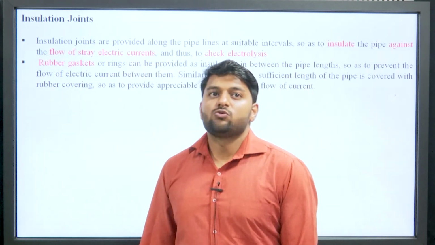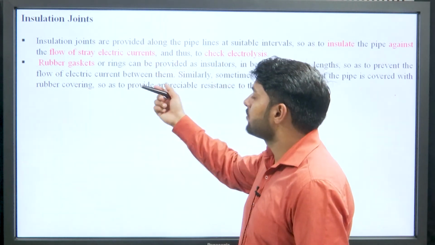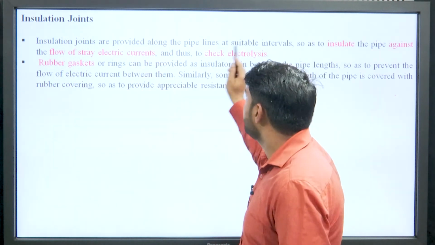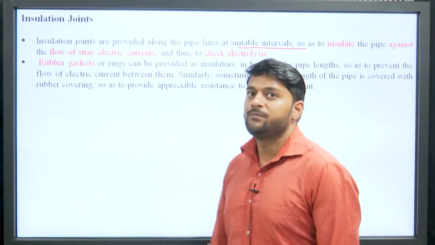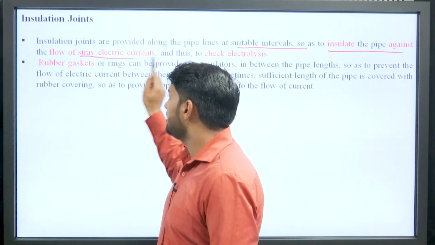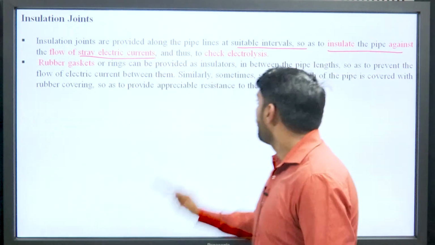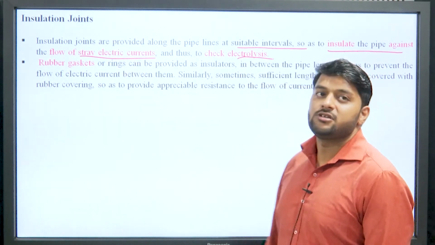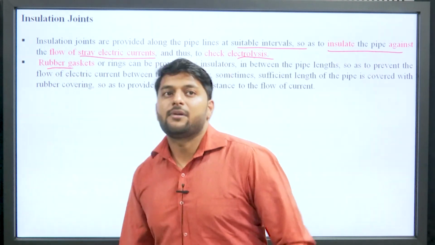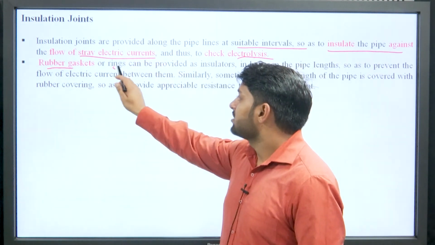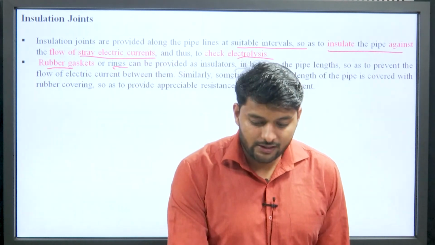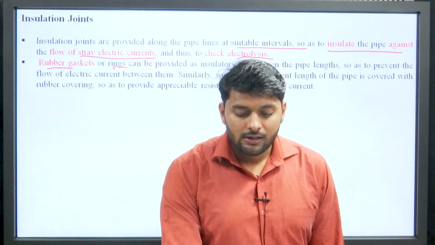Next one is insulation joint. What is the purpose of an insulation joint? This type of joint is basically provided at suitable intervals in order to insulate the pipe against the flow of stray electric current and also to check the electrolysis. For that purpose we can use rubber gaskets or rings, which will restrict the flow of stray electric current and will also stop the electrolysis.